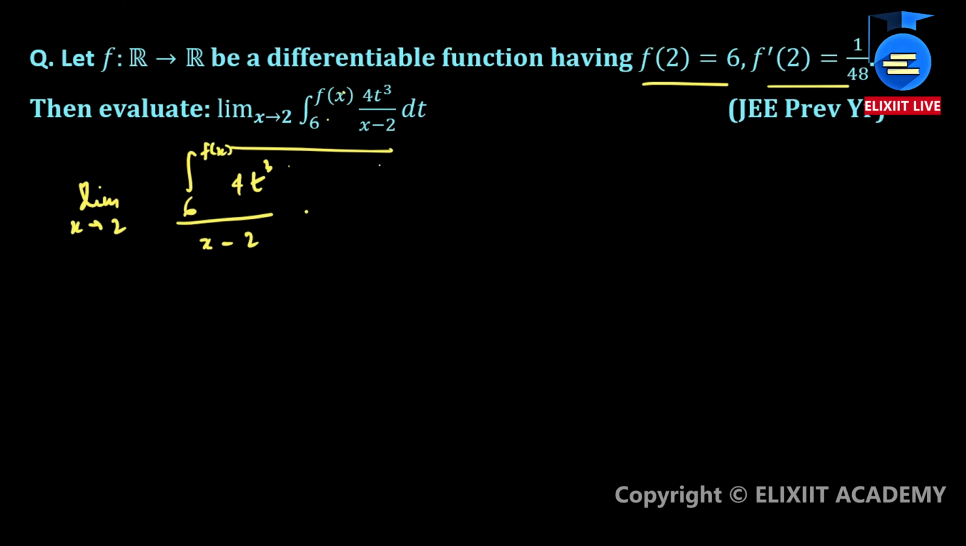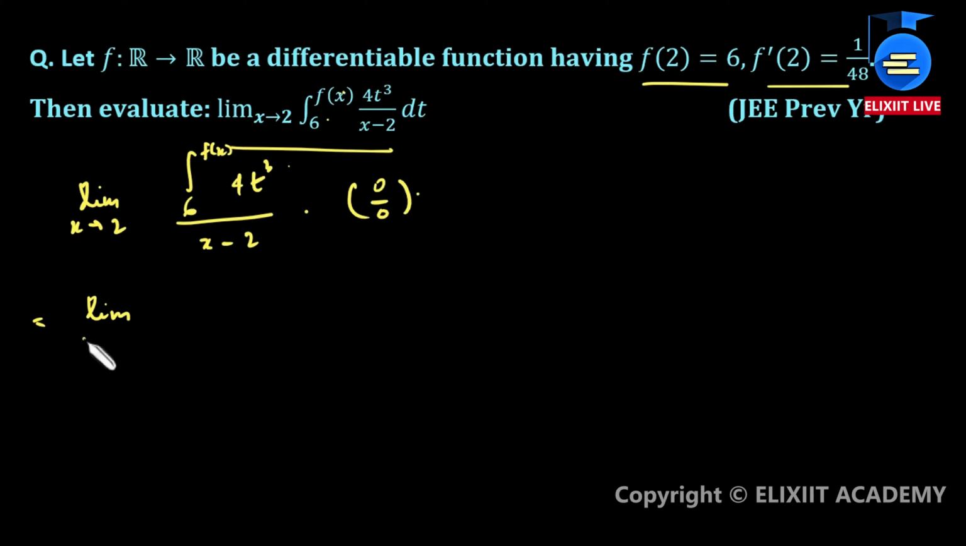Now if you figure out from here, limit x tends to 2, you put x tends to 2, this will tend to f of 2. f of 2 is 6 in this case, integration 6 to 6, this means this will automatically turn out to be 0. And divided by x minus 2, over here you put x tends to 2, this is 2 minus 2, this will be 0, so this is 0 by 0 form. So again we apply L'Hopital's rule. Now we apply L'Hopital's rule means we differentiate the numerator and denominator individually. If we differentiate the numerator, once again we have to use the Leibniz rule in this case.